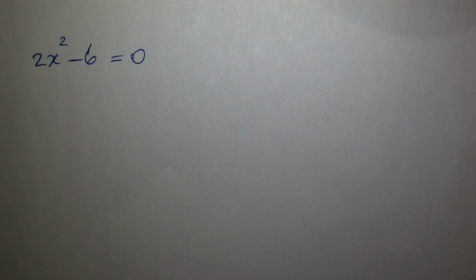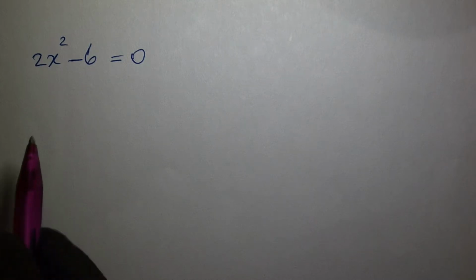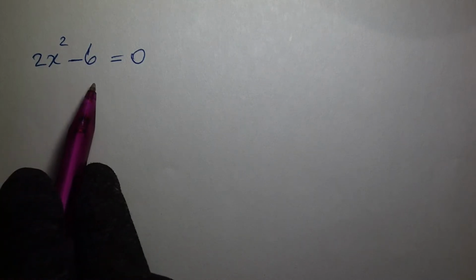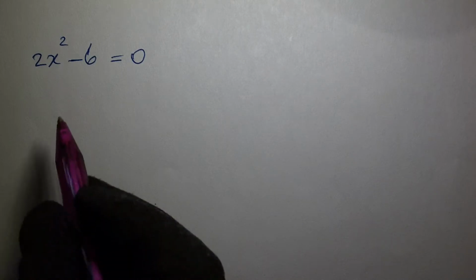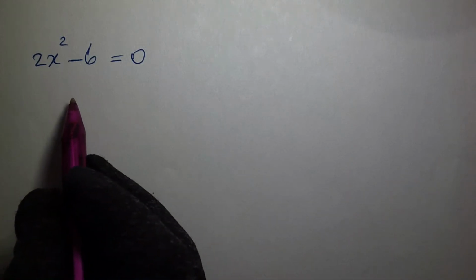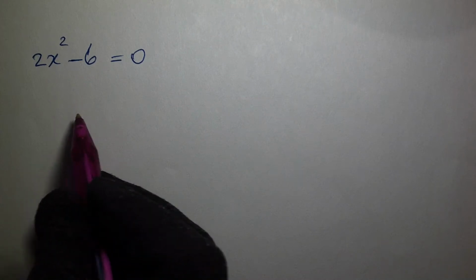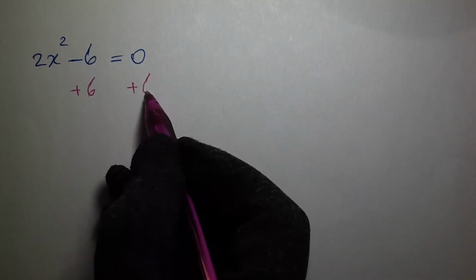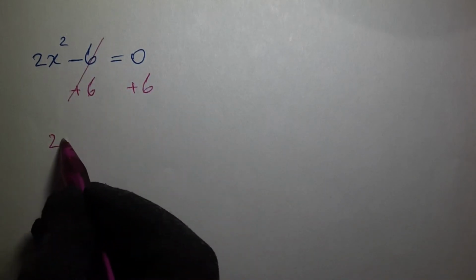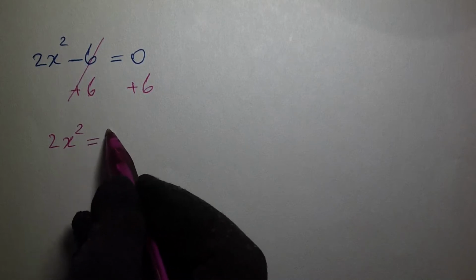Now let's solve this example. a and c are non-zero, b is 0. We can solve these types of quadratic equations in different ways. One way is factoring. The other way, you can solve this equation like a linear equation. That means you add 6 to both sides. 2x squared equals 6.